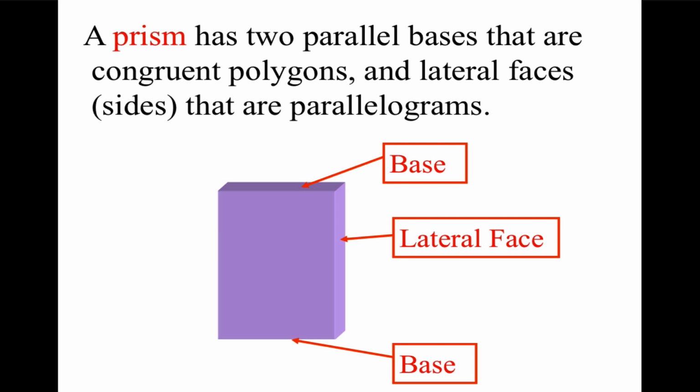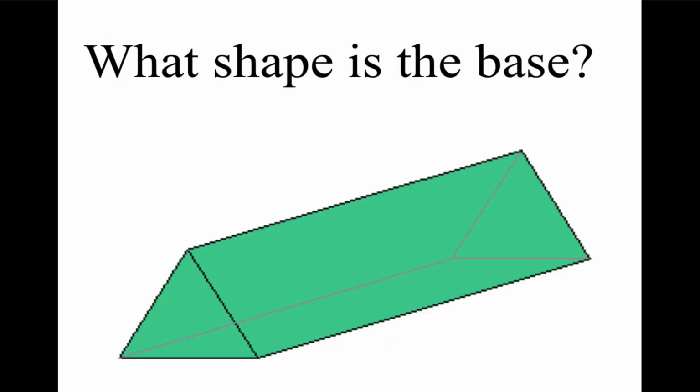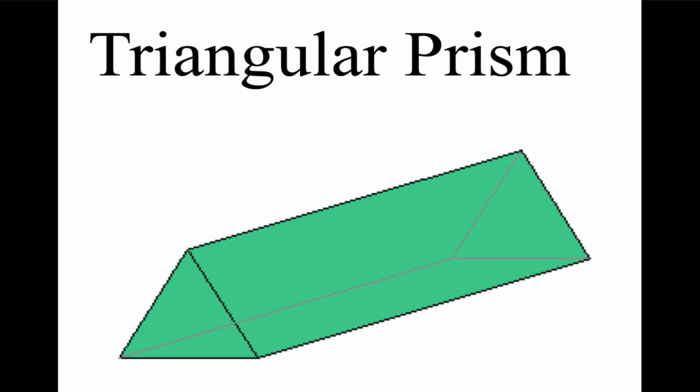So you're going to try to draw a prism. That's a 3D box. And label a base and a lateral face and the other base. And the bases are identical. This is also a prism. What shape is its base? That's right, it's a triangle. So that's what we name it by. It's called a triangular prism.